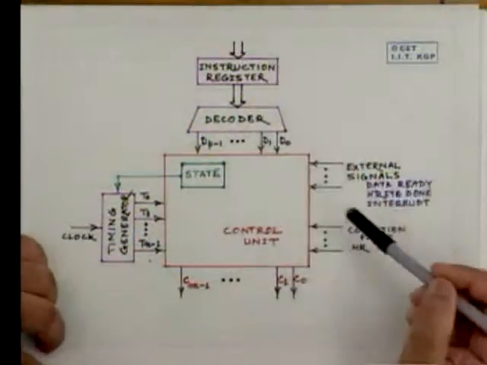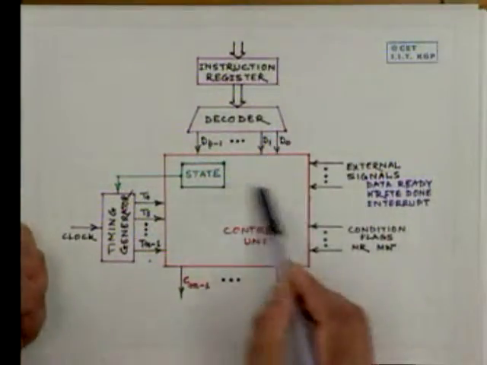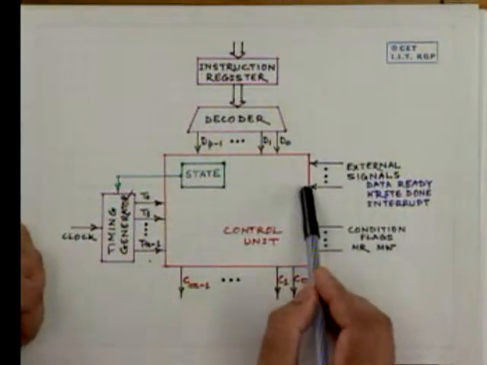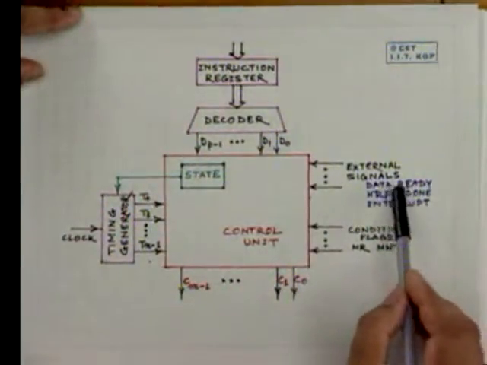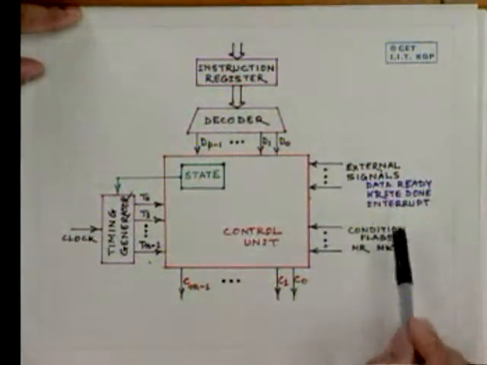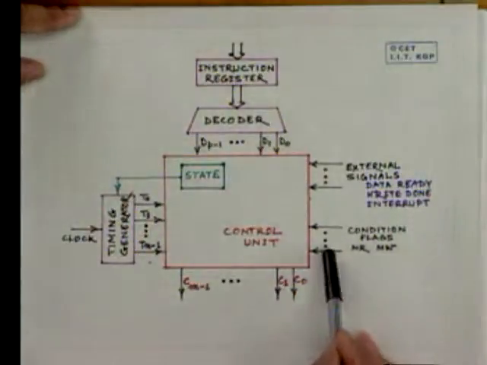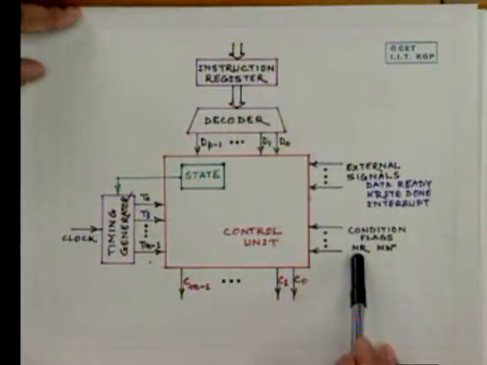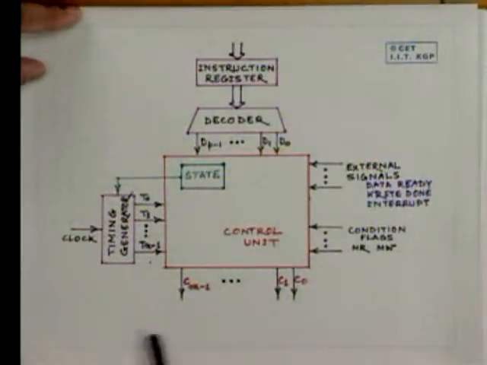Therefore, this is the decoder input to the control unit; the external signals are also inputs. The external signals may be data ready, write done, interrupt and such signals. The other input signals can be control flags, memory read, memory write. The outputs are C0, C1 to Cm-1.